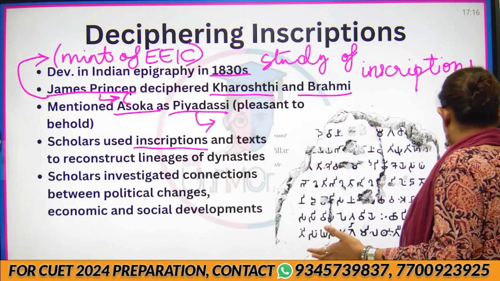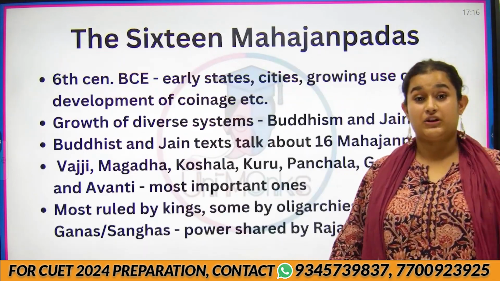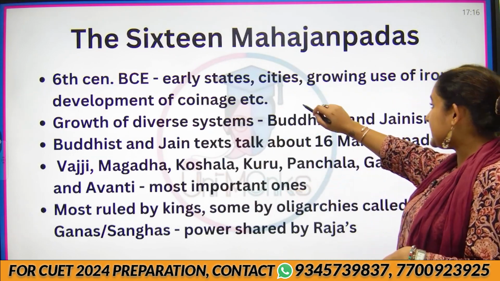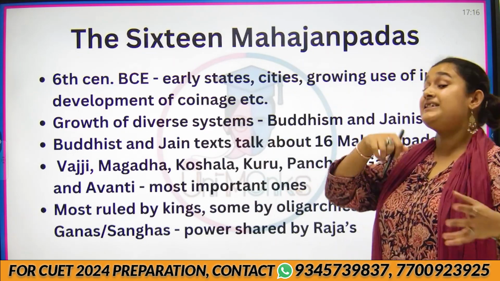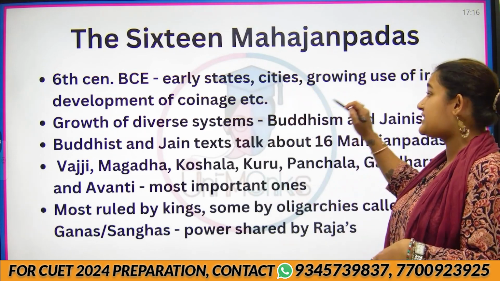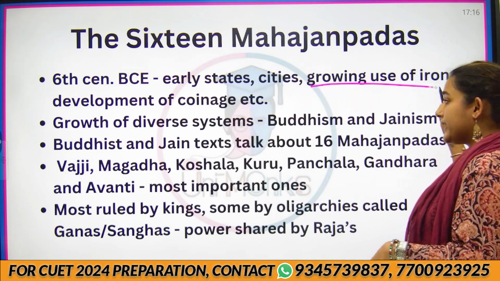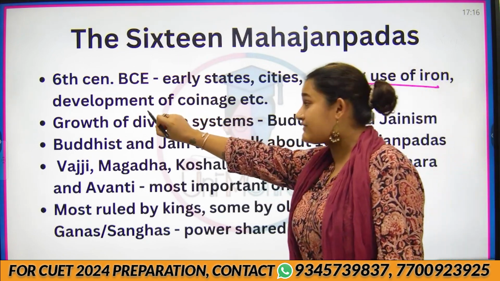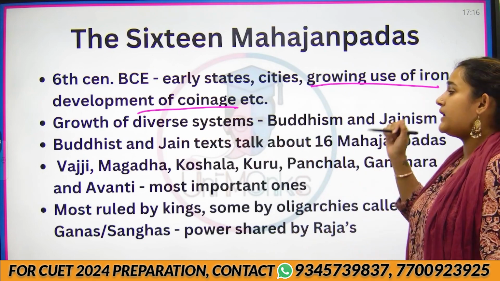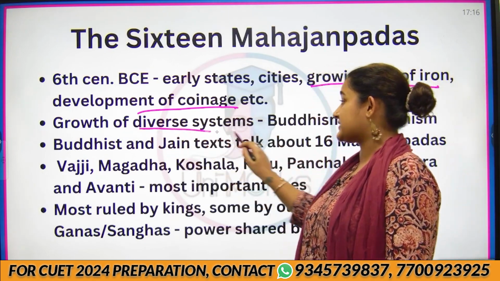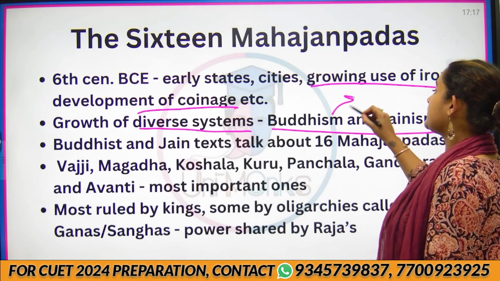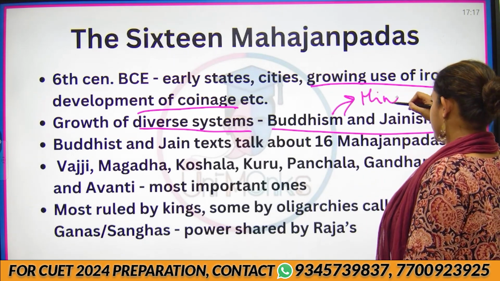Alright? The 16 Mahajanpadas. In the 6th century BCE, we see the rise of early states and cities and the growing use of iron and the development of coinage, because iron is discovered. The growth of diverse systems like Buddhism and Jainism also started taking place. This was in opposition to Hinduism, okay?